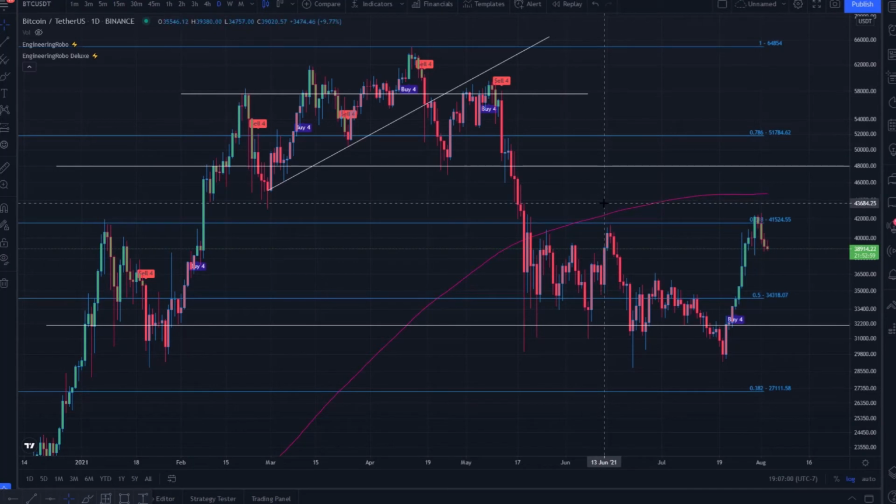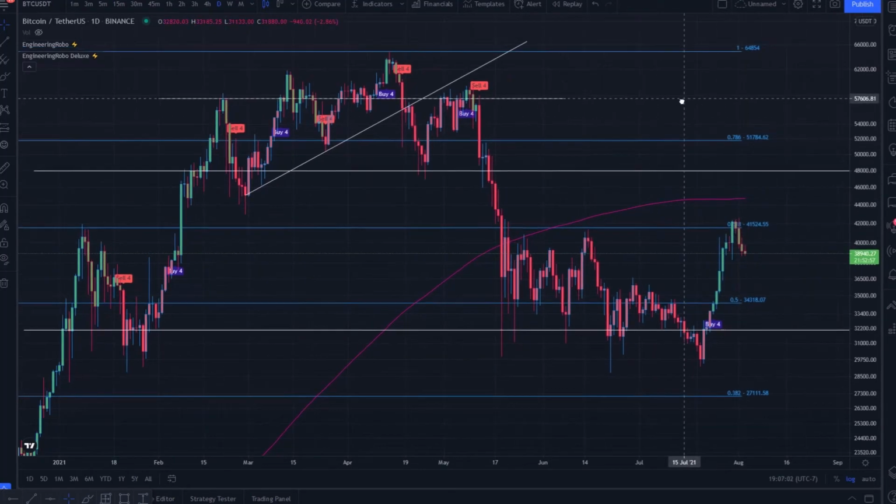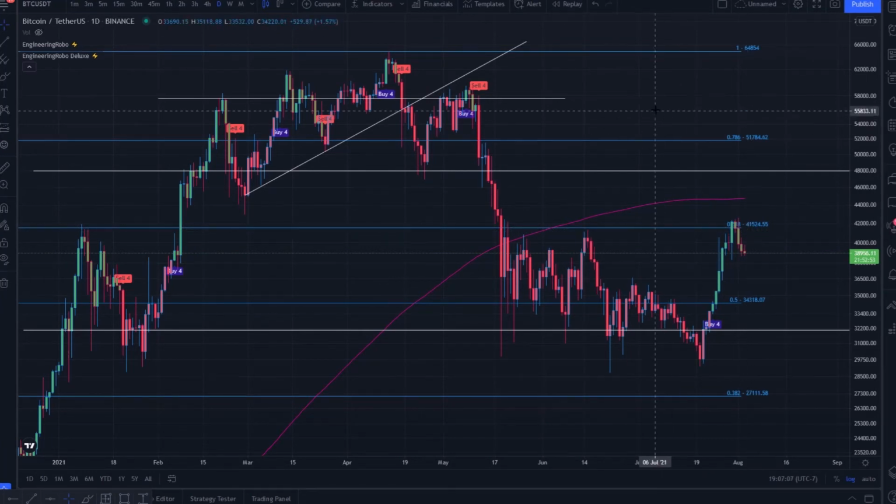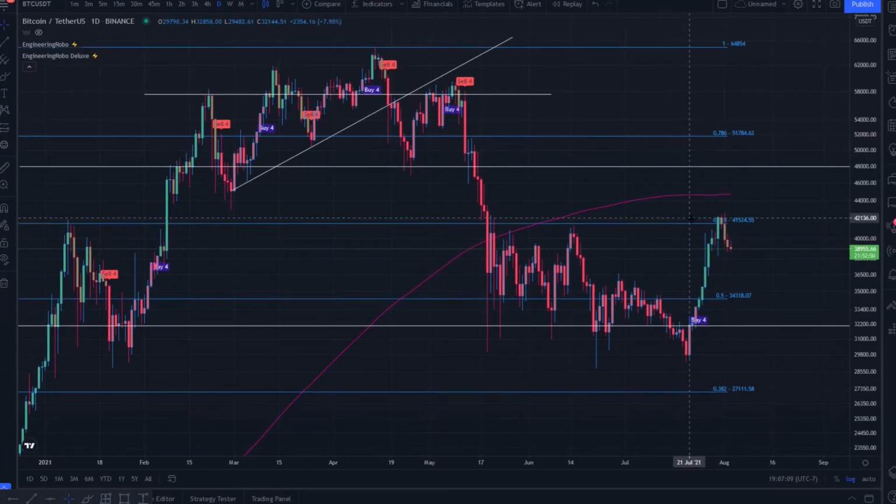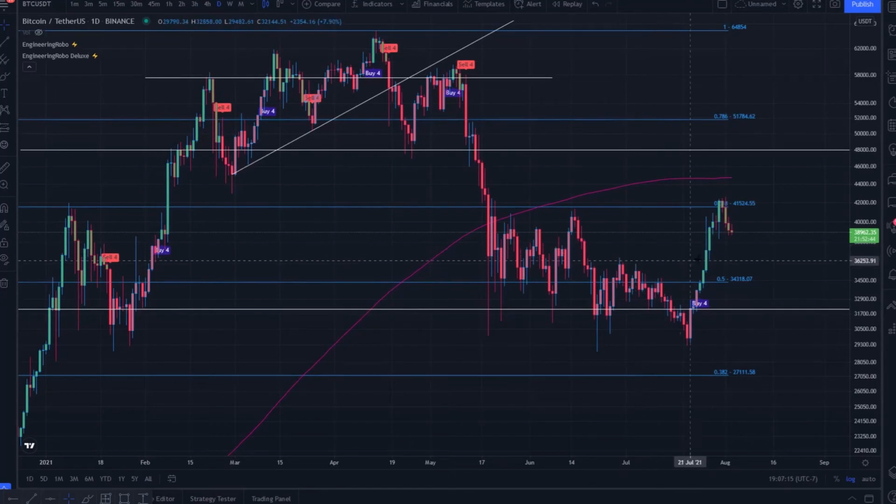Price action is currently interacting with resistance and sell pressure. This is the 0.618 Fibonacci line at $41,500 per Bitcoin. I've been suggesting it is going to be a key level of resistance that will potentially slap us all the way back down to wherever we came from.